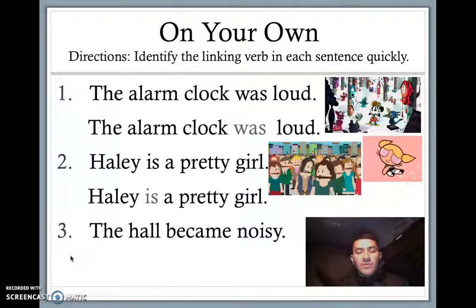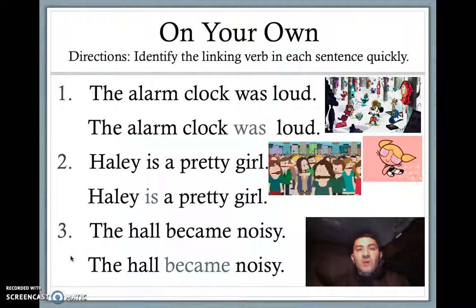Number 3, the hall became noisy. What'd you get? Alright, you should have chosen became. The linking verb became connects the subject, the hall, to the adjective noisy. It describes the hall. Hall equals noisy.